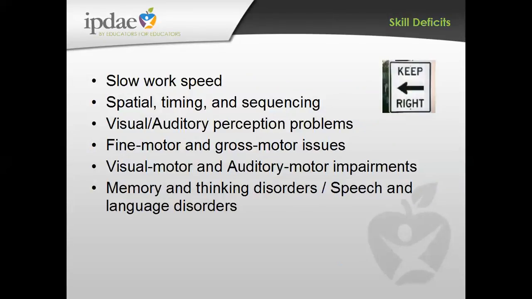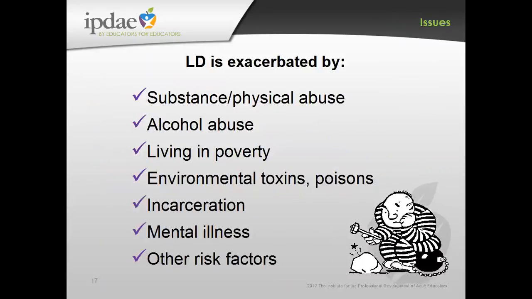Okay, more skill deficits: slow at working, difficulty with spatial tasks, timing, sequencing. Remember first, second, and third. Vision and auditory perception problems. So if a teacher gives a direction, the student may have perfect hearing, but hear different words. Fine and gross motor, visual motor, auditory motor, memory, thinking, speech, and language. Okay, so I've talked about just almost every possible problem you could have in a classroom, haven't I? So that's the scope of learning disability.